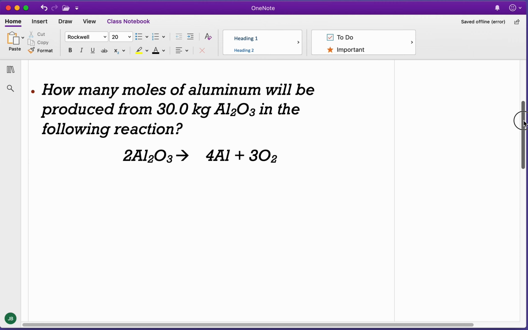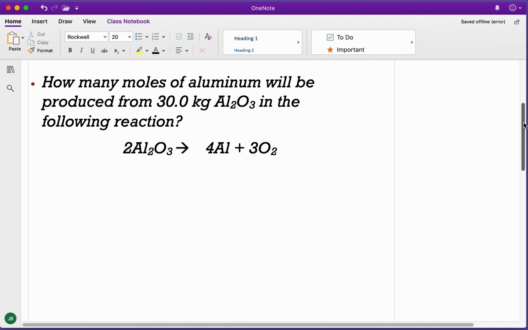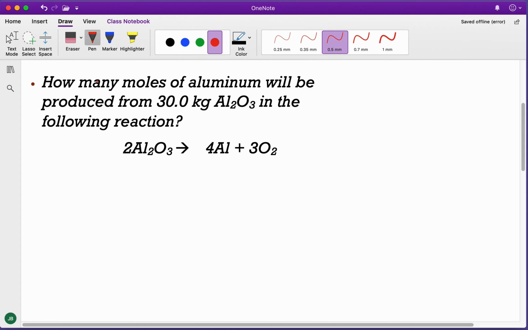So let's go ahead and do this first problem. How many moles of aluminum will be produced from 30.0 kilograms of aluminum oxide, Al2O3, in the following reaction? So notice that we have our coefficients here in the reaction, so we can go ahead and say that the reaction is balanced, and we can go ahead and get started with writing our knowns and our unknowns.